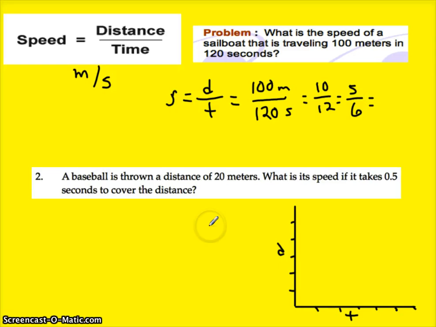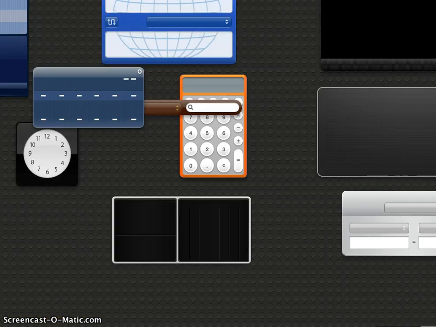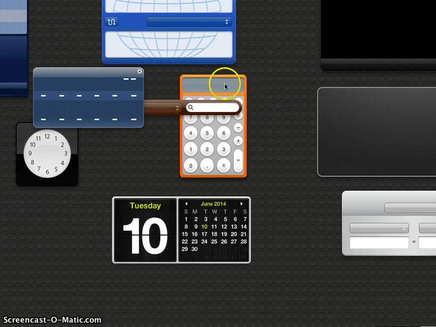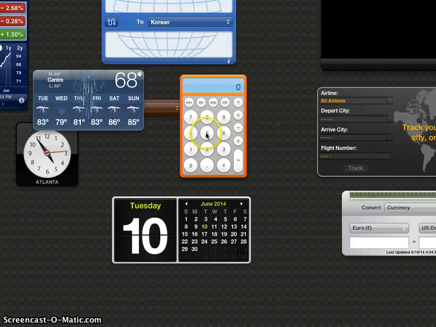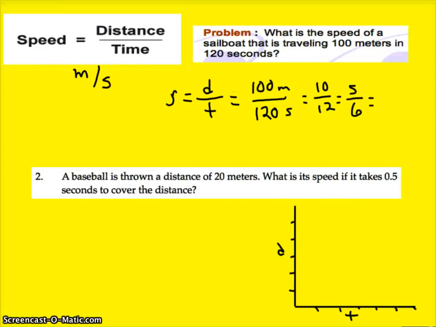So that would mean, let's go to my handy dandy calculator here on the dashboard, and we'll go 5 divided by 6 equals 0.833. So we'll have 0.83 meters per second. Try this next one.